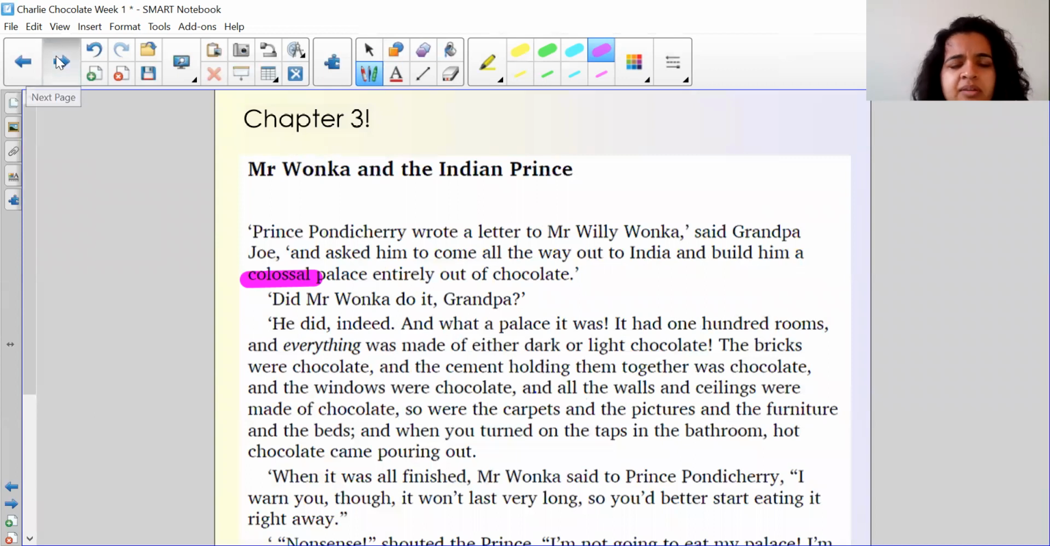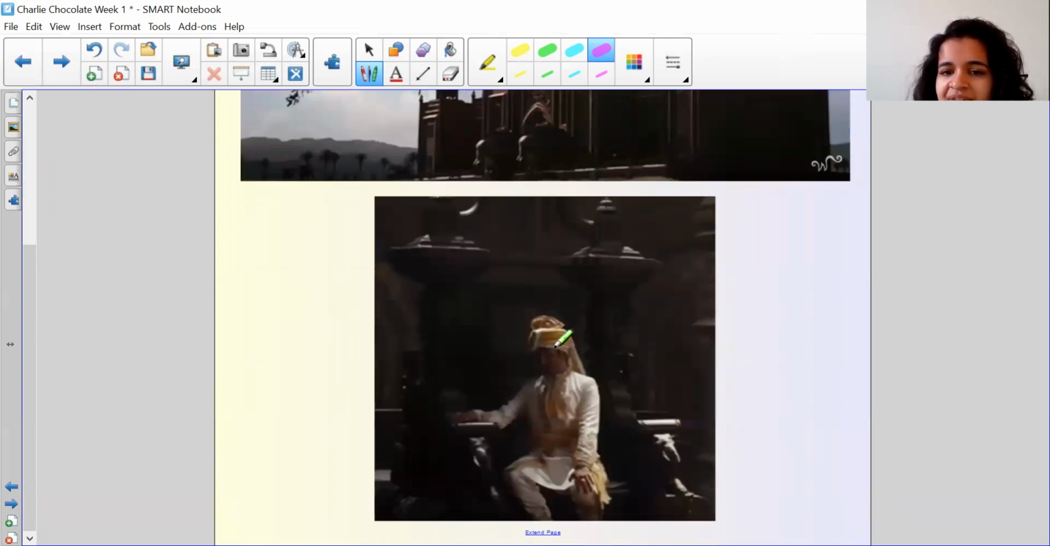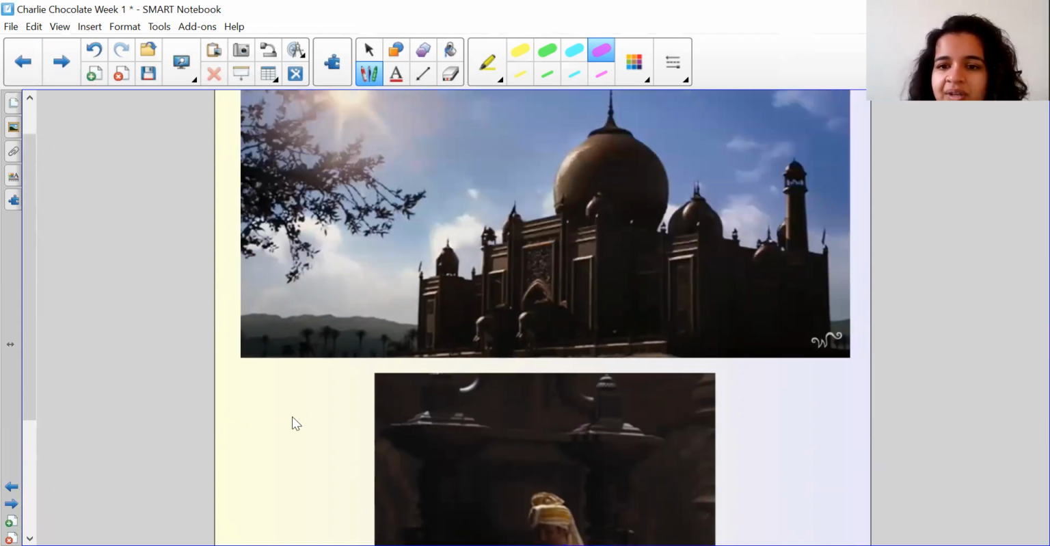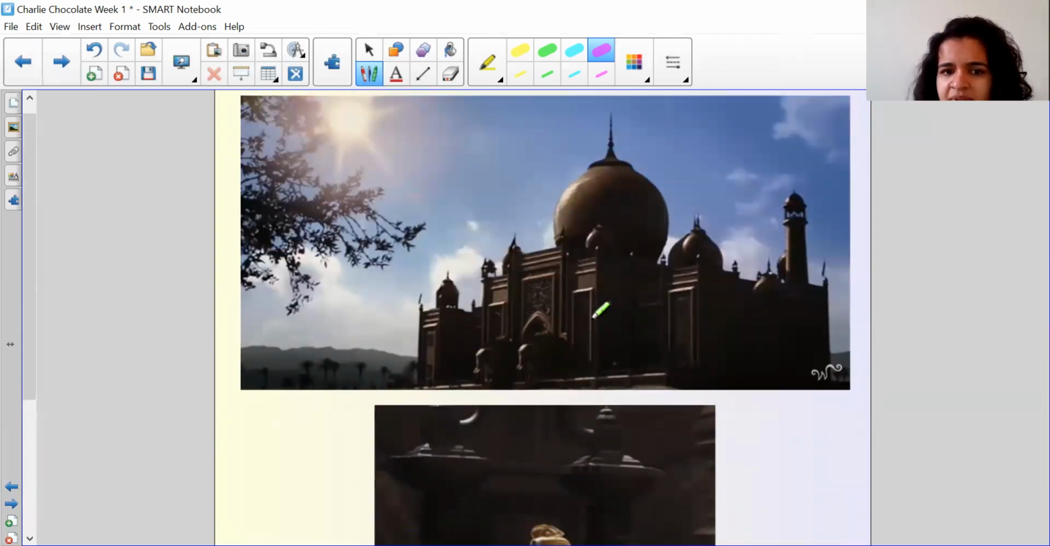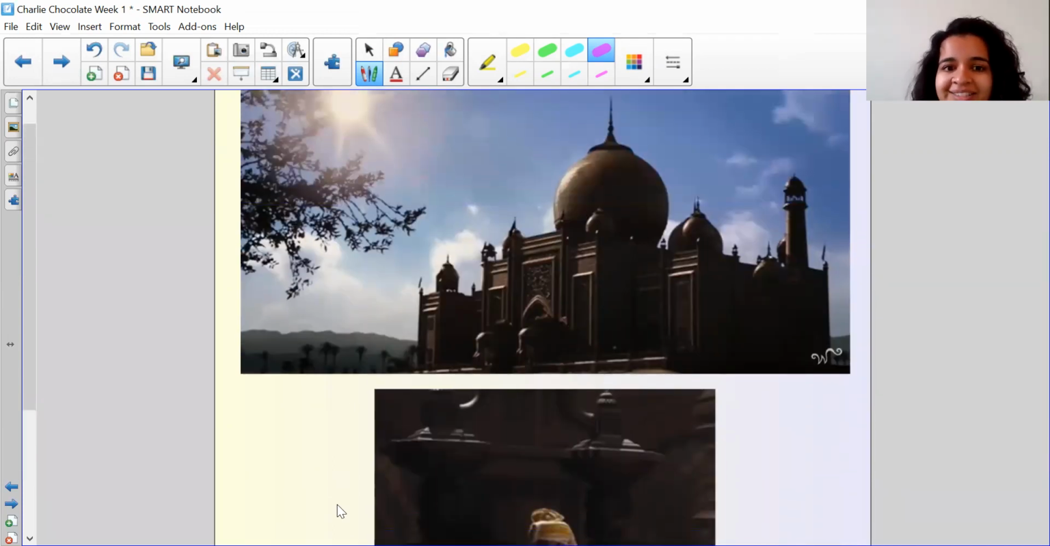Okay, so here is a picture of the palace that Mr. Wonka built. As you can see, it is completely made out of chocolate. And here is a picture of the prince. He's sitting in his chocolate palace on his chocolate throne. And you can see all the walls are made entirely out of chocolate, okay? No great accomplishment. I'm sure this must have taken them ages to build. But this is how amazing Mr. Wonka was, that he managed to create a palace entirely out of chocolate.